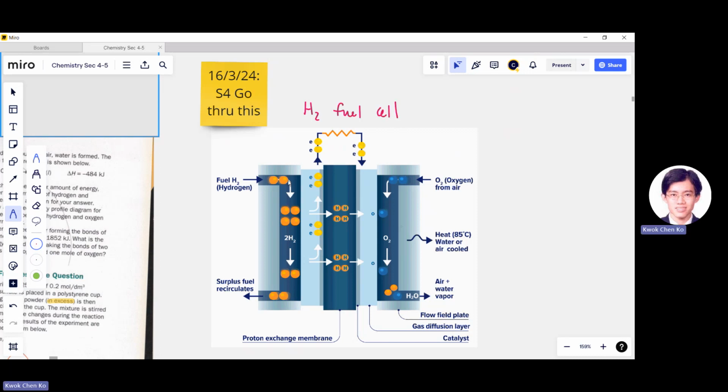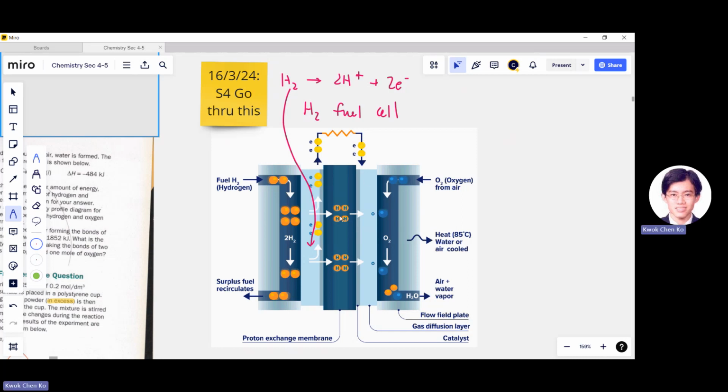Essentially, H2 gas flows in here. So basically, your H2 becomes hydrogen ions, and in the process, electrons are given out. Where does this happen? It happens in this part here. And the electrons will exit from here.